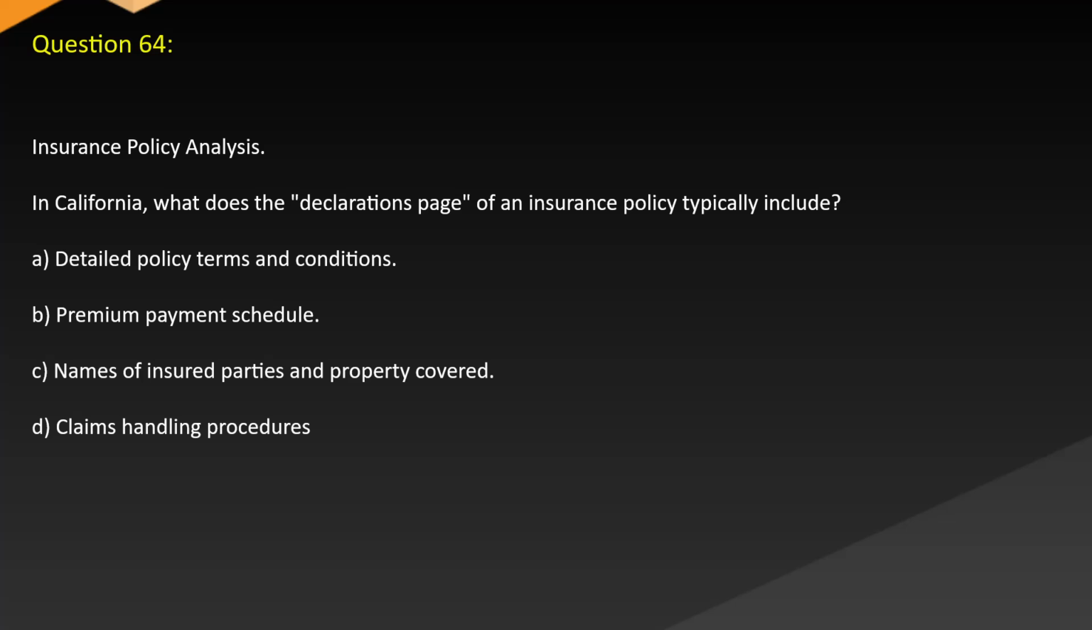Question 64. Insurance policy analysis. In California, what does the declarations page of an insurance policy typically include? A. Detailed policy terms and conditions. B. Premium payment schedule. C. Names of insured parties and property covered. D. Claims handling procedures.